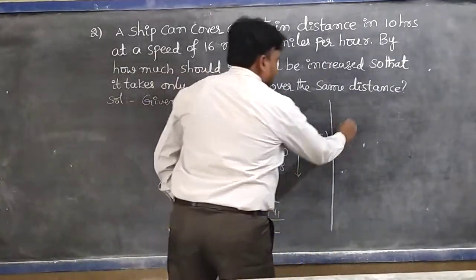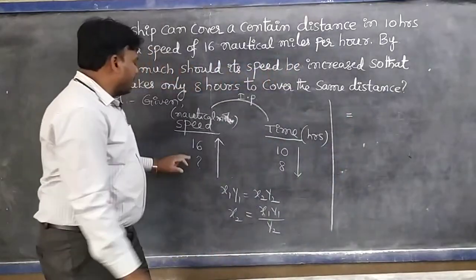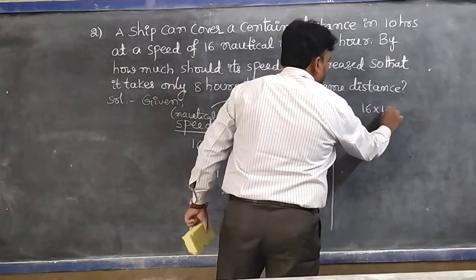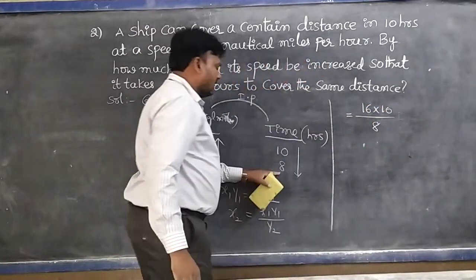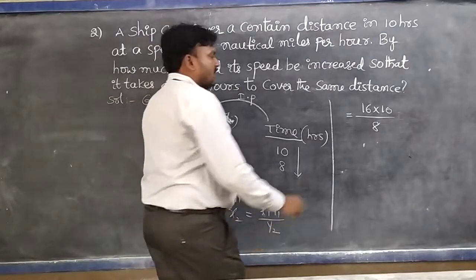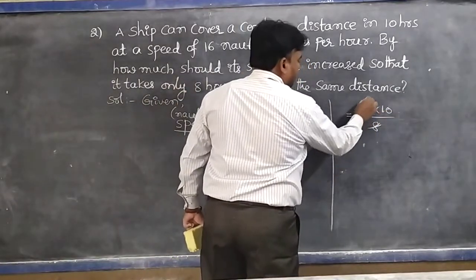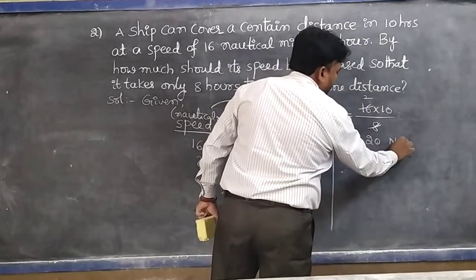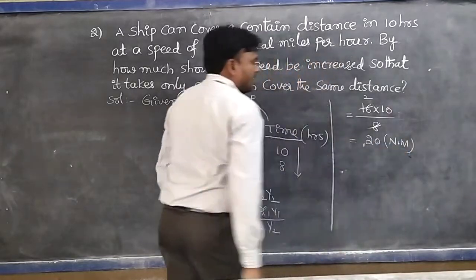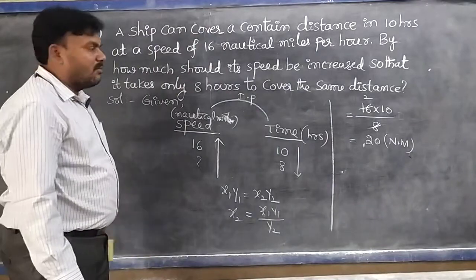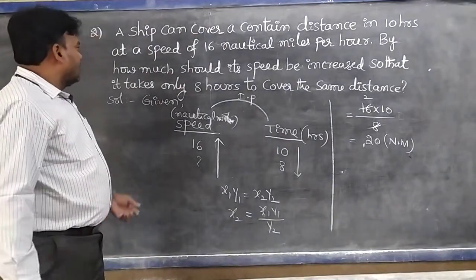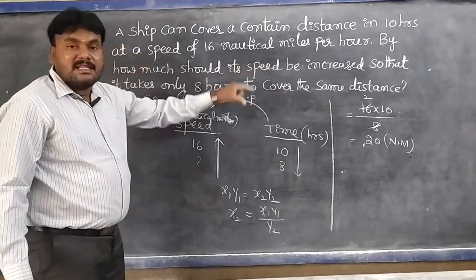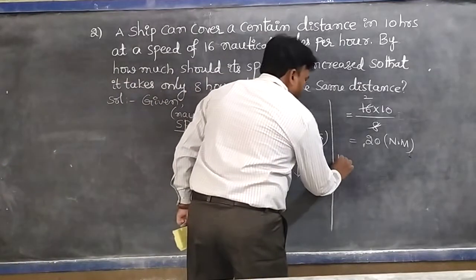So x1 value is 16, y1 value is 10. 16 into 10 by y2, whose value is 8. So 8 ones, 8 twos: 2 into 10, 20 nautical miles. So 20 nautical miles, students. What do we find here? How much should its speed be increased? Increase in speed.